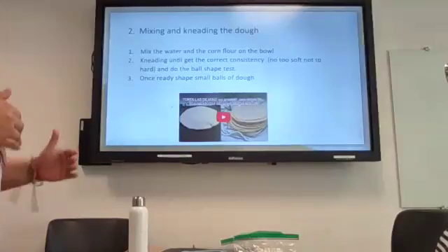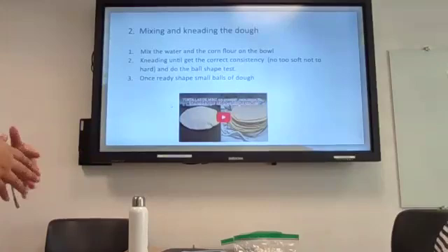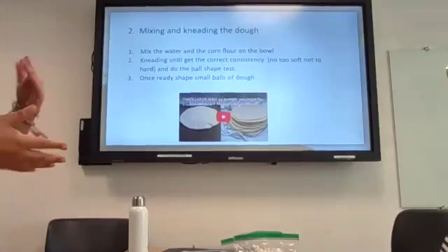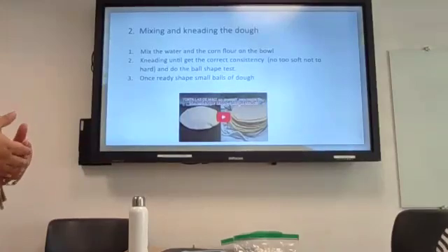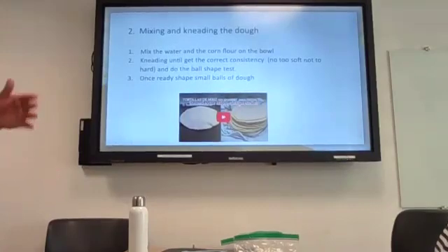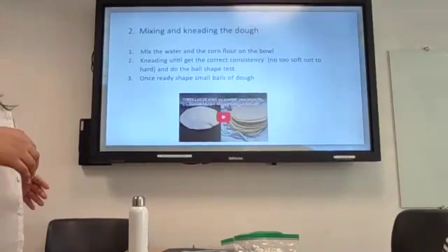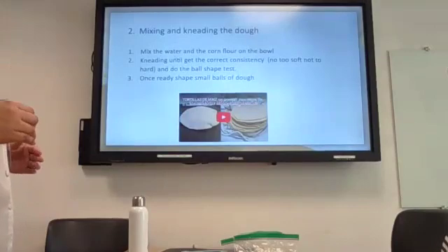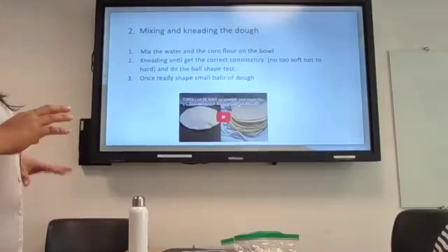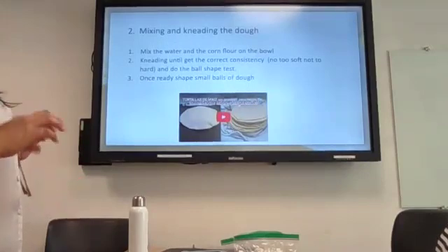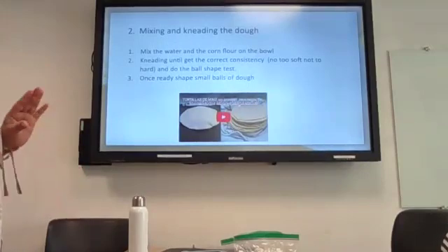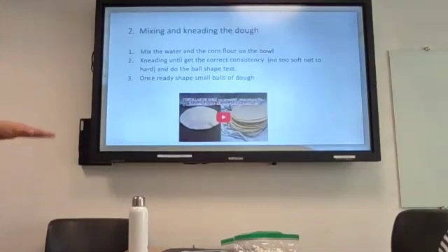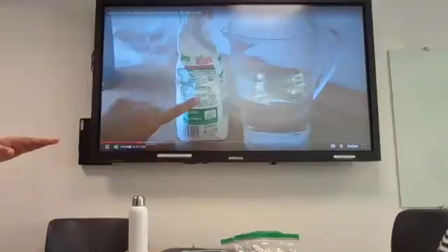First we're going to double check how it's done. Then we're going to do it together. And finally, you will do it by yourself. It says mix the water and the corn flour in the bowl. Knead until you get the correct consistency, not too soft, not too hard, and do the bowl shape test. We're going to see what that means. And once ready, shape small balls of dough. Let's double check that.